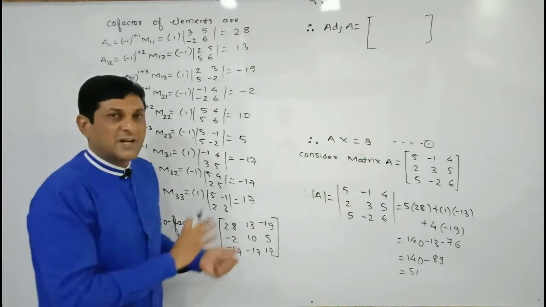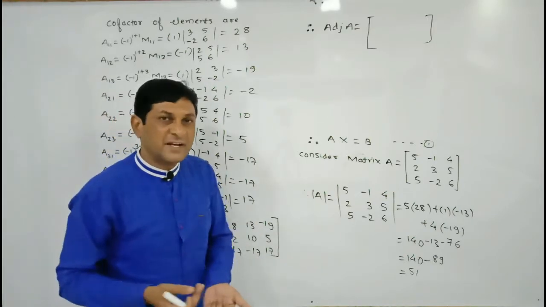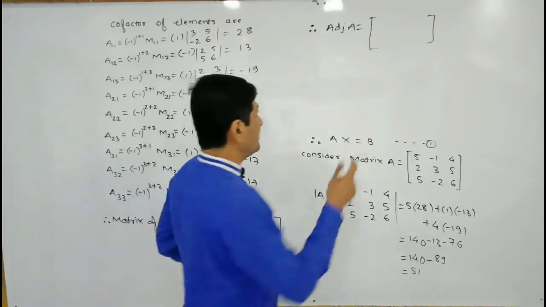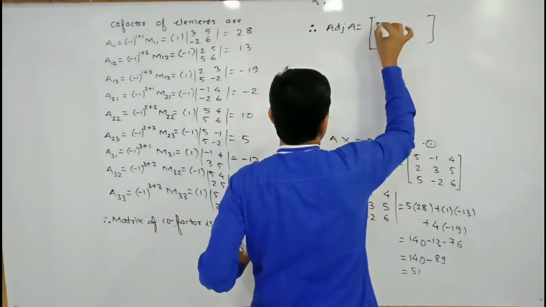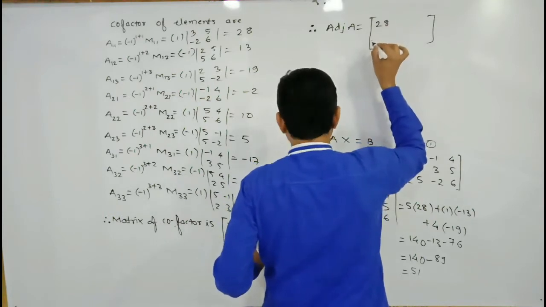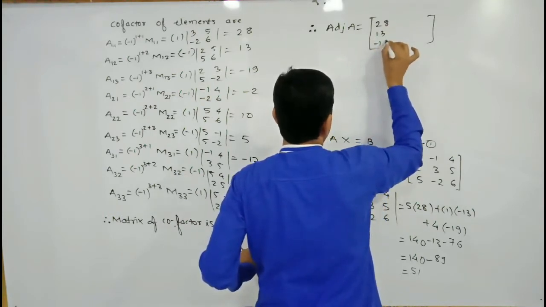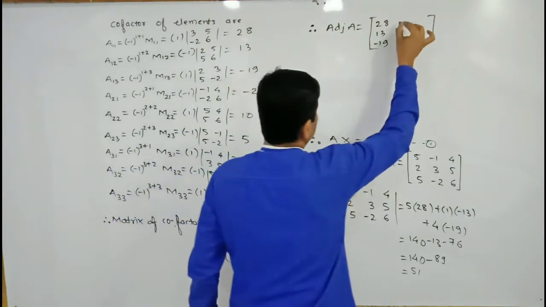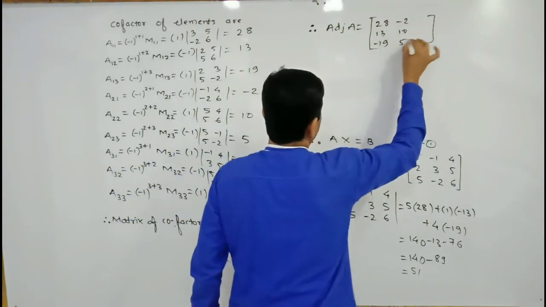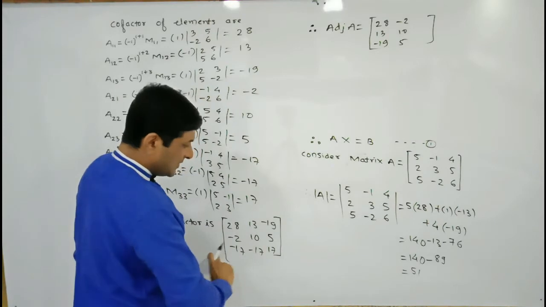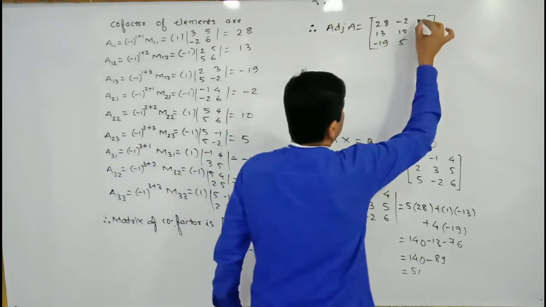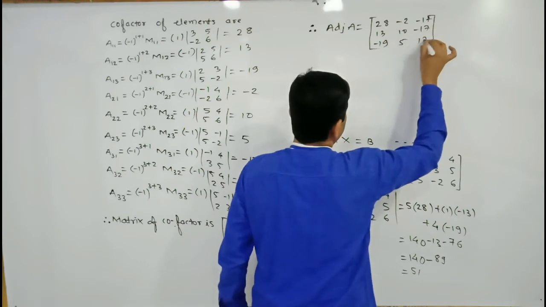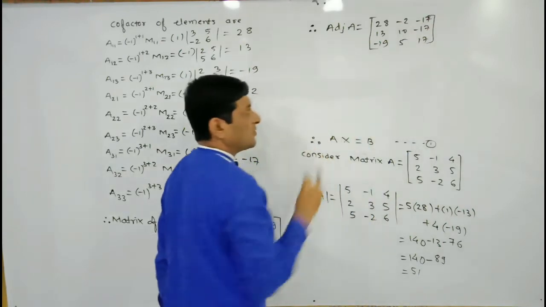Now let us try to find out the adjoint of this matrix. While finding the adjoint, we are simply interchanging the rows and columns. So convert the first row into the first column. What we will get here? 28, then 13, and minus 19. Now convert the second row into the second column. What we'll get here? Minus 2, 10, 5. And lastly, convert the third row into the third column: minus 17, minus 17 and 17. In this way we have got the adjoint of the matrix.